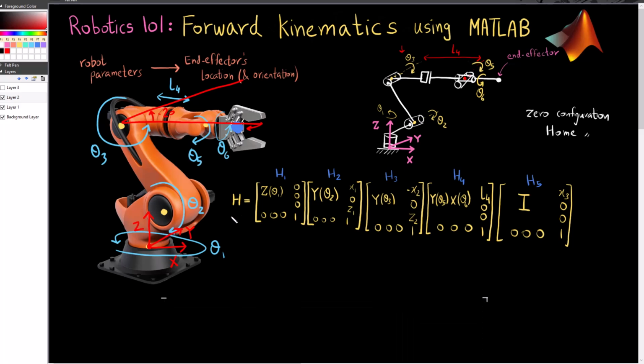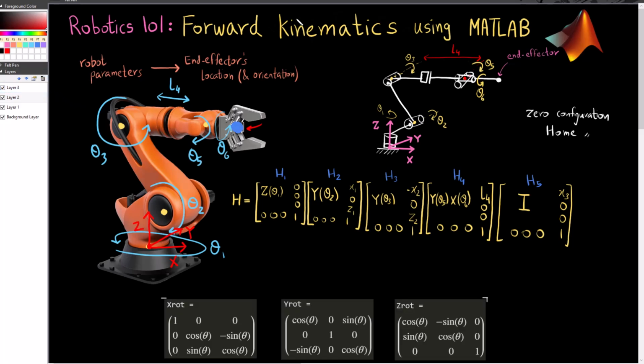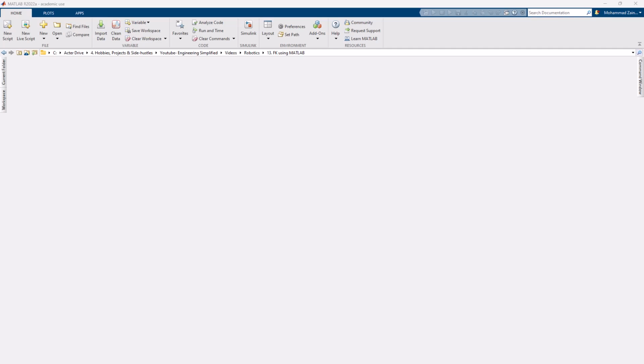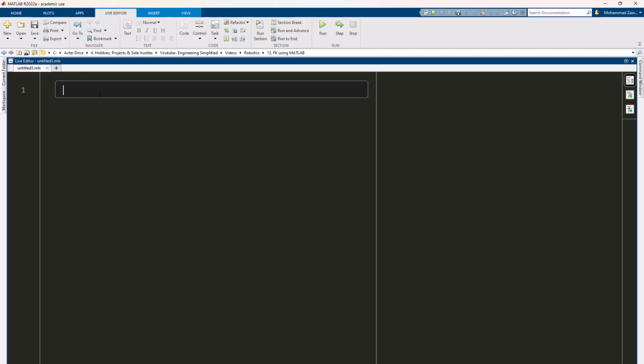So let me just do all of that in Matlab. Let me open Matlab real quick. Let me put this on one side. So right here I have my Matlab open, and I am going to be working in a live script. So new live script, and I'm first going to give a few initial commands. Clear all, close all. Now first and foremost, I would define a variable which I'm going to call theta.